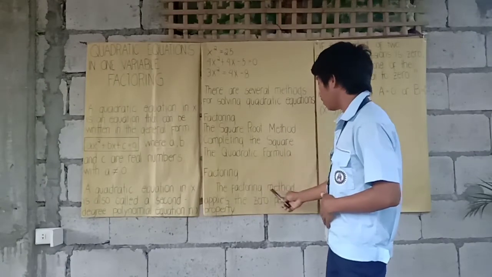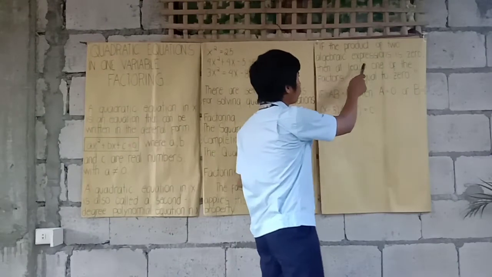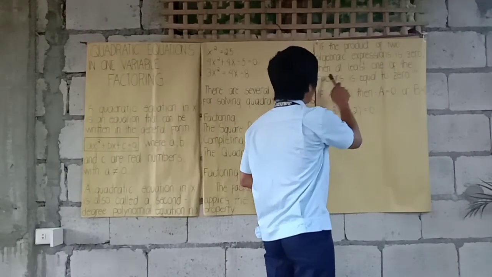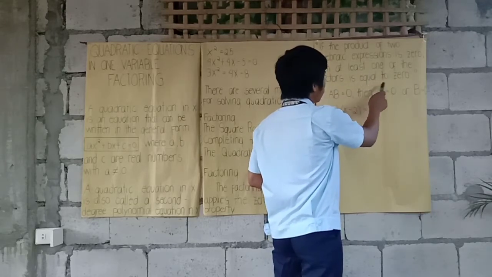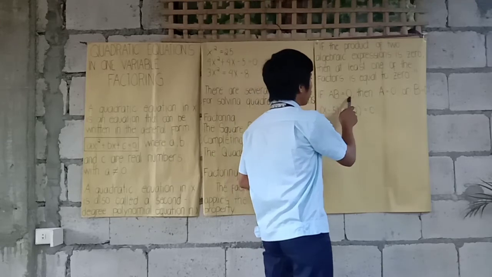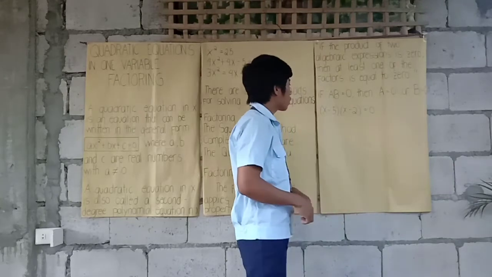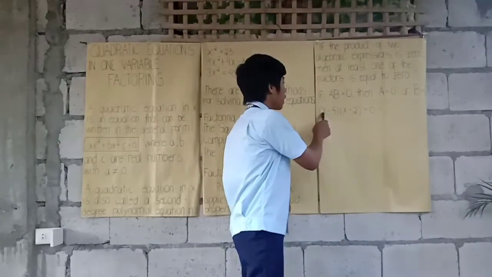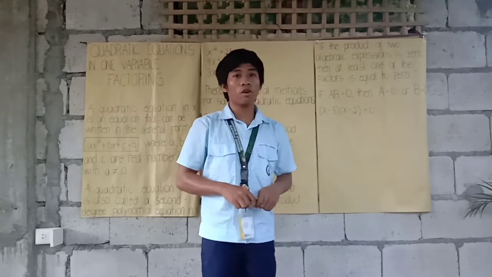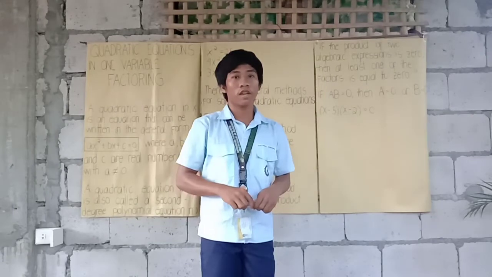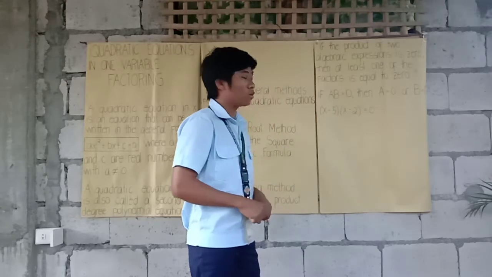So the factoring method applies the zero product property. If the product of two algebraic expressions is zero, then at least one of the factors is equal to 0. So if AB is equal to 0, then A is equal to 0 or B is equal to 0. So we have an example. x minus 5 times x minus 2 is equal to 0. So according to the zero product property, this product can be 0 only if at least one of the factors is equal to 0.